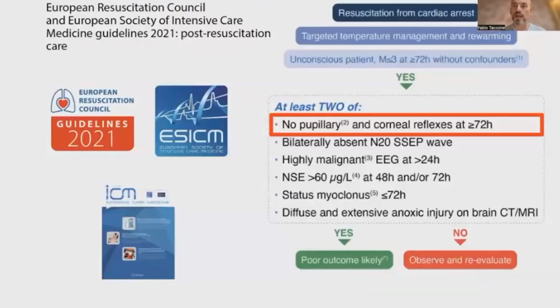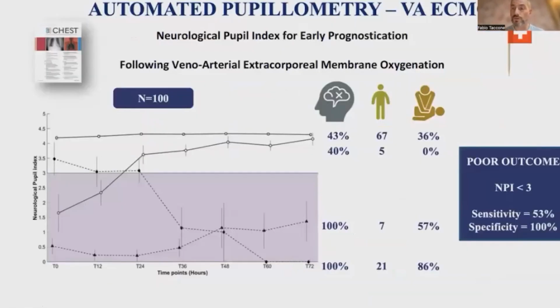And in the recent guidelines, alteration in pupils, which could be assessed by the human eye, or, and this is the two here, by automated pupillometry, has been considered as a strong predictor of poor outcome in combination with other predictors in the recent guidelines of post-resuscitation care. Of course, this could also be extended to other patient populations.